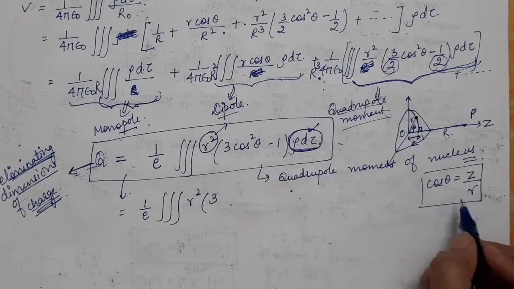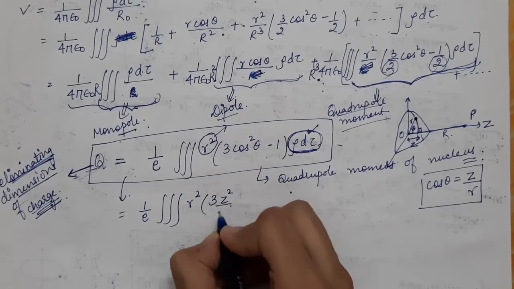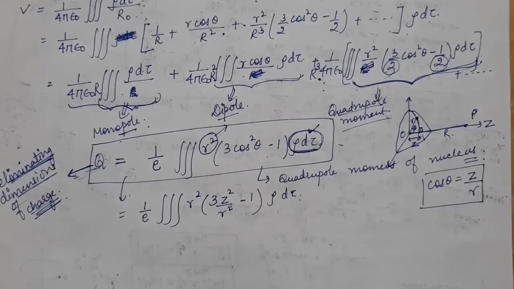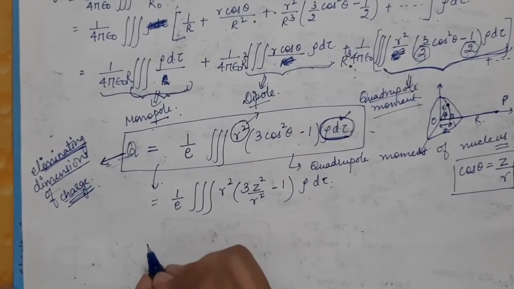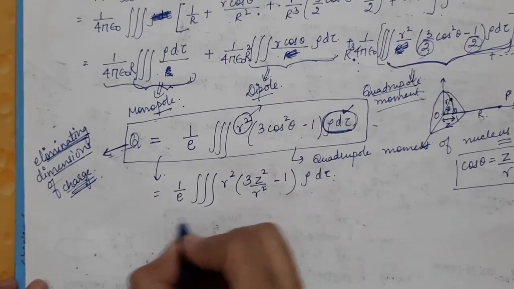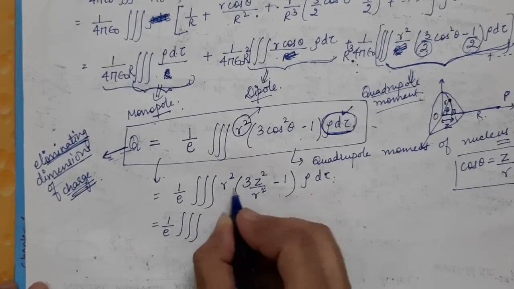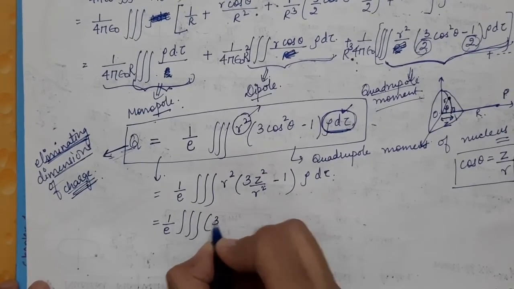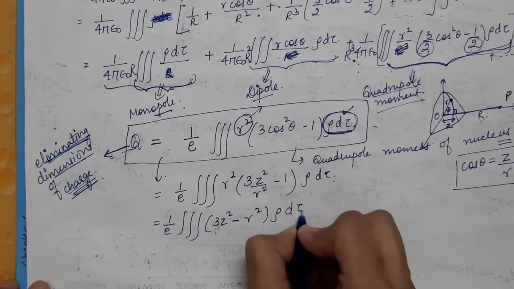So we are putting the value of cos theta, which is z by r. So this will be 3 times z square divided by r square minus 1 times rho d tau. You can further simplify by opening this round bracket. This will be equal to 1 by e integration. We are taking r square inside the bracket, so this will be simply equal to 3z square minus r square times rho d tau.